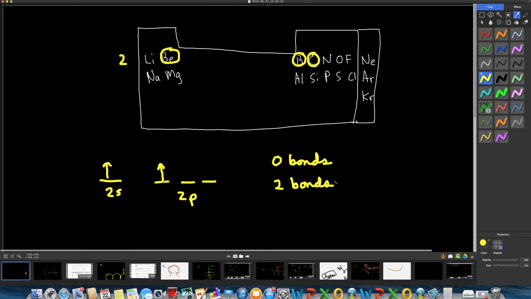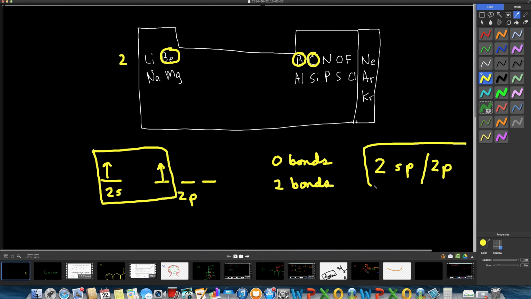Now I'm not showing the orbital mixing at this point, but if I take one 2s orbital and I mix it with one 2p orbital, I get 2sp and 2 unhybridized p orbitals. So the hybridization is sp2p. Notice there are 1, 2, 3, 4 bonding orbitals before I mix. There are 2, 4 bonding orbitals after I mix.